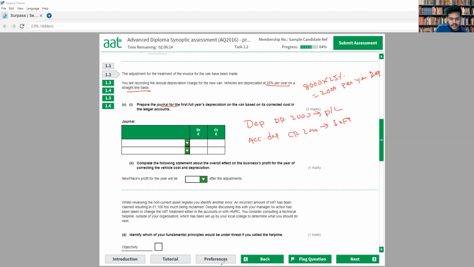So we said, all right, it's not difficult. So we're going to choose here depreciation charges debit and accumulated depreciation. Let's have a look. That's a credit, and the amount will be 2,000.